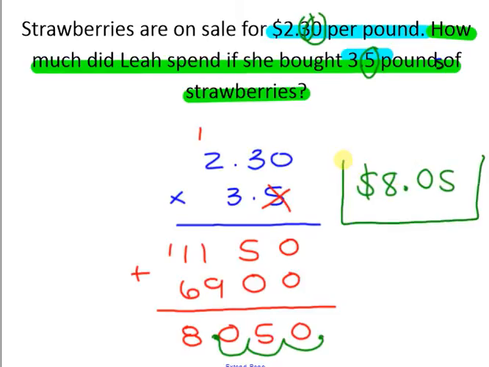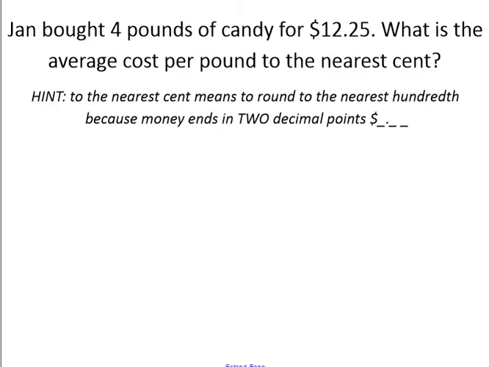$8.05. Because that 0 at the end, we don't need it. All right, Jan bought 4 pounds of candy for $12.25. What is the average cost per pound to the nearest cent?